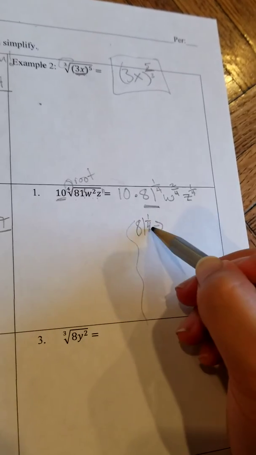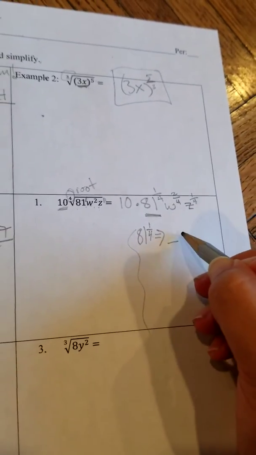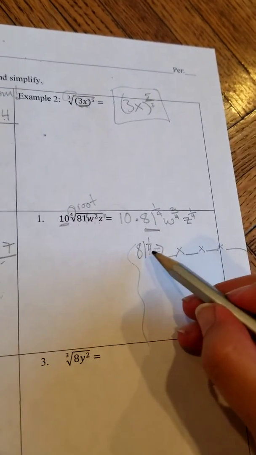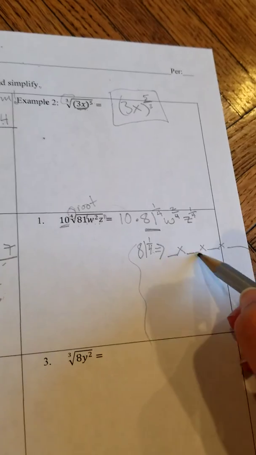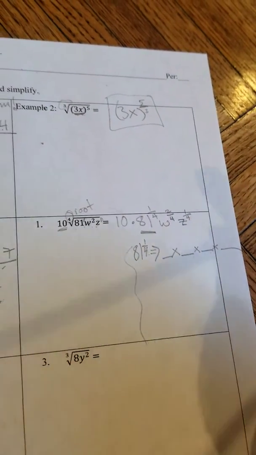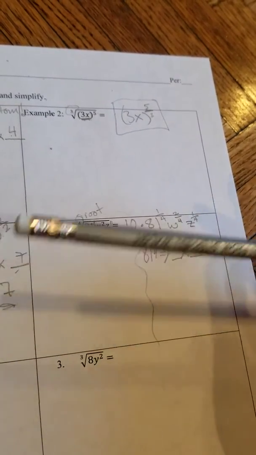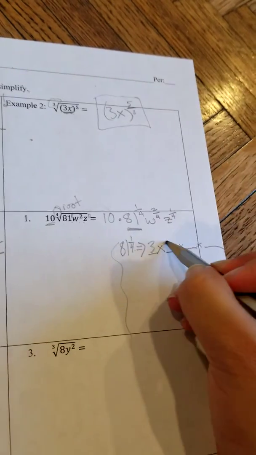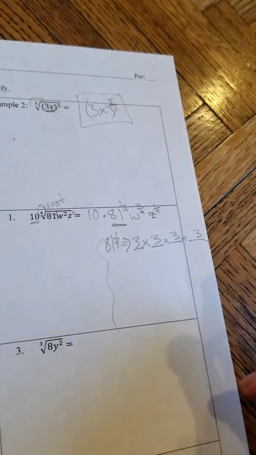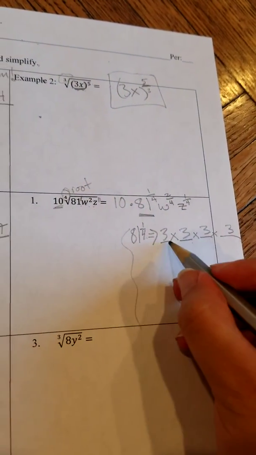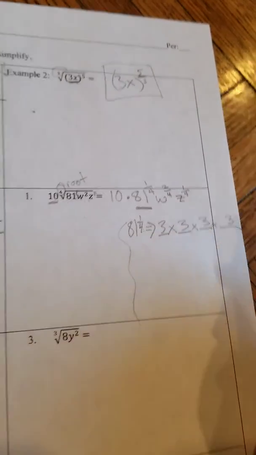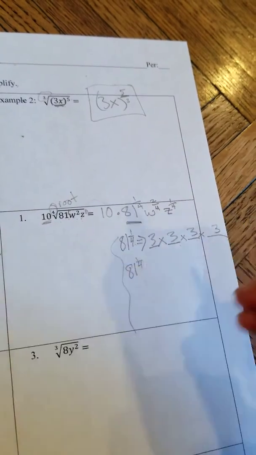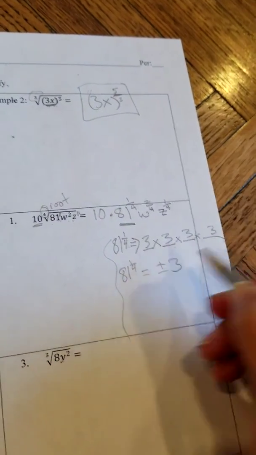81 to the 1 over 4. So since it's to the 1 over 4, that means what times what times what times what? What times itself 4 times will give me 81? What do you guys think? Well, it's going to be 3. 3 times 3 times 3 times 3 is going to give me 81. Also, -3 times -3 times -3 times -3 would give me 81. So 81 to the 1 over 4 equals plus or minus 3.